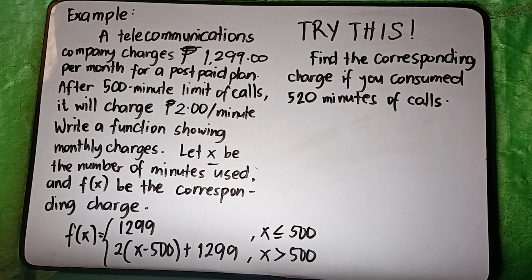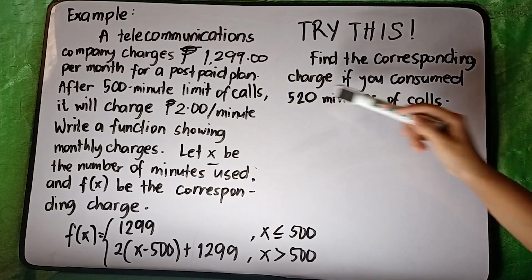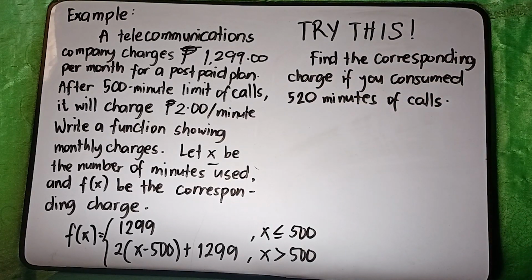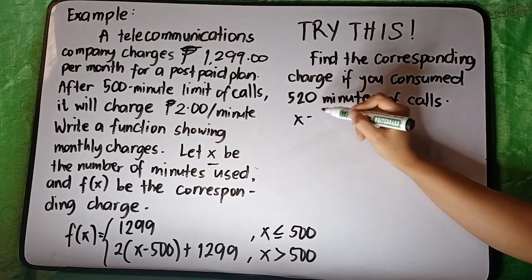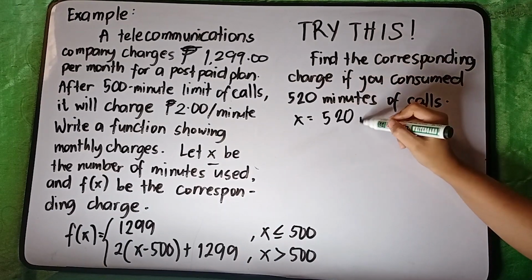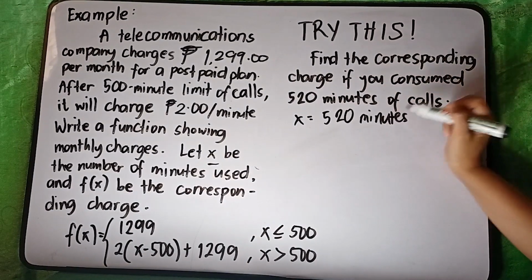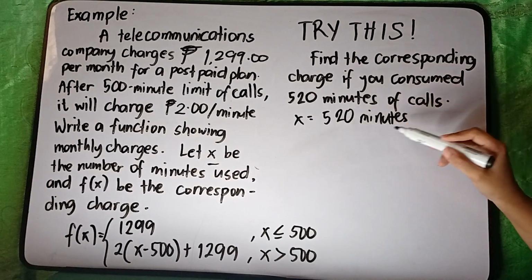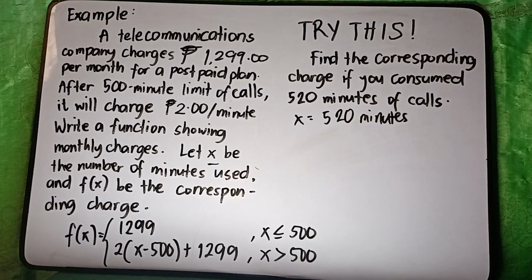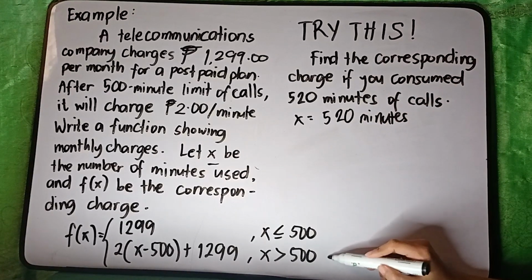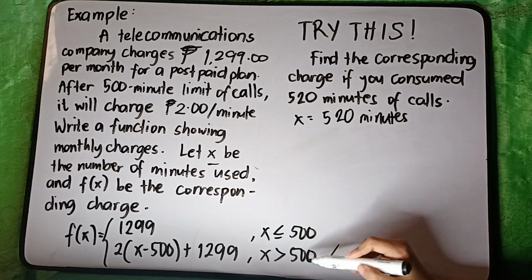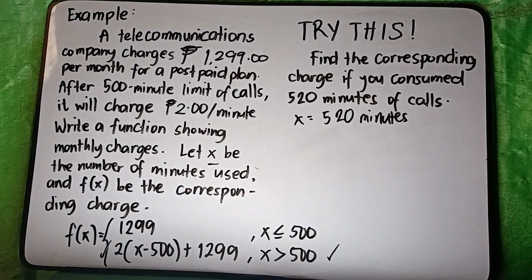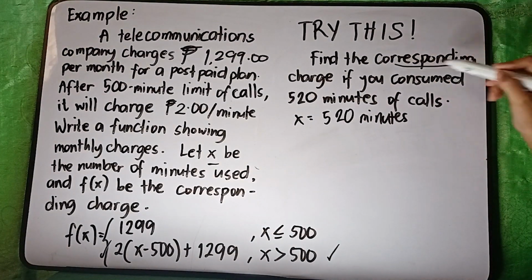Now, let us try this. Find the corresponding charge if you consumed 520 minutes of calls. So, your x here is equal to 520 minutes. So, which function satisfies your x equals 520 minutes? So, this one, x is greater than 500. So, we are going to use this to get the corresponding charge.